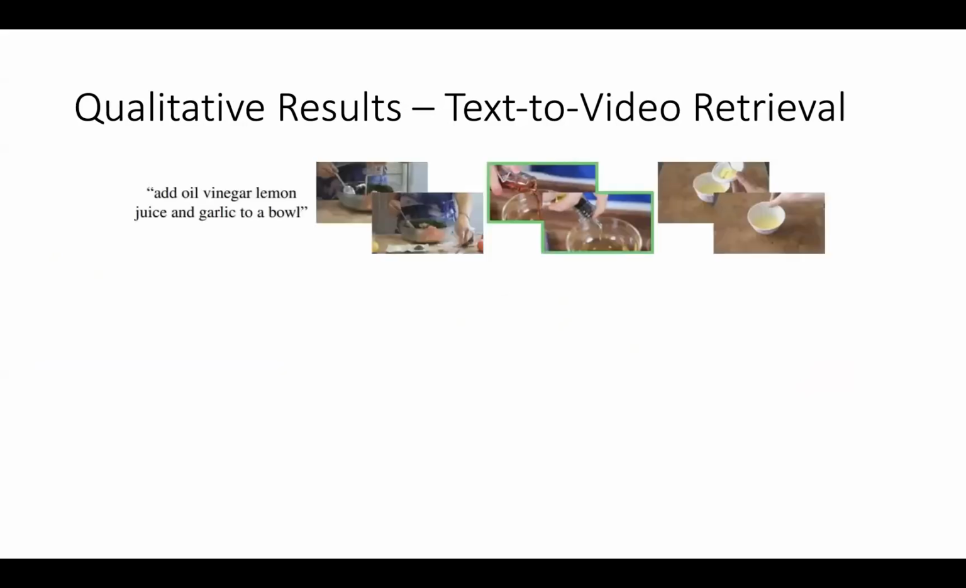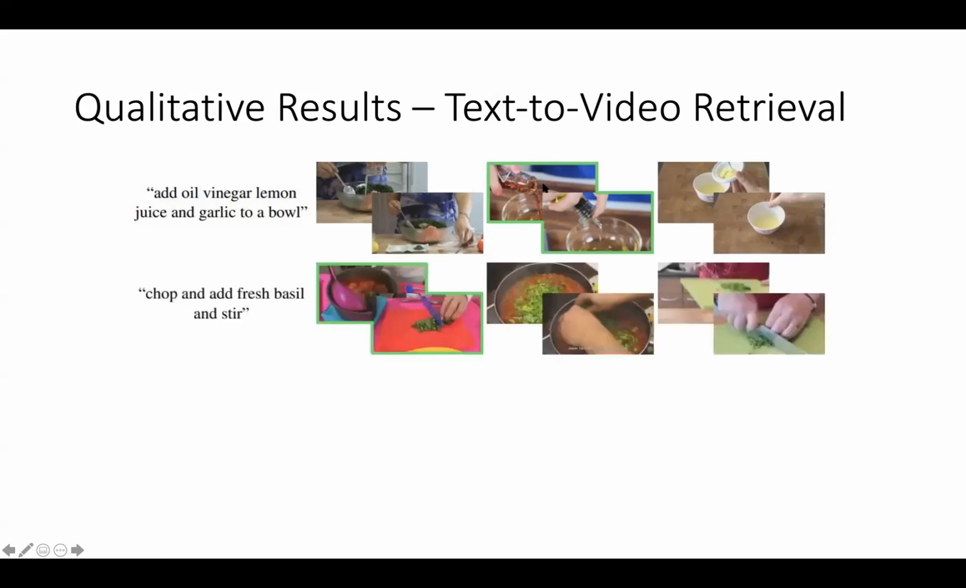So now I'll show some qualitative results for text to video retrieval. Given the query "add oil, vinegar, lemon juice, and garlic to a bowl", these are the top 3 predictions from our network on the YouCook2 dataset. As you can see, the green denotes the correct prediction. Here they're adding oil and what looks like vinegar to the bowl. Our network gets it in the second place prediction, but even for these other predictions, you can see that the semantics are still there. They're adding something to a bowl. It just happens not to be the correct items.